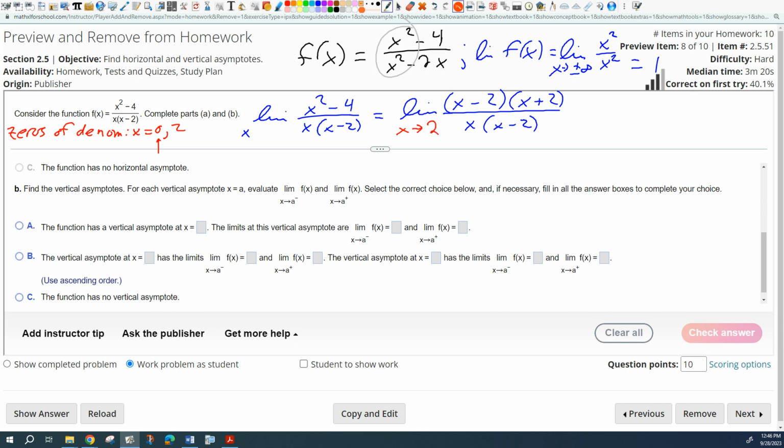Okay, well, what would we do here? We would factor and cancel, right? And so we end up with the limit of x plus 2 over x as x approaches 2, which is just 4 over 2. Okay, so then is x equals 2 a vertical asymptote?